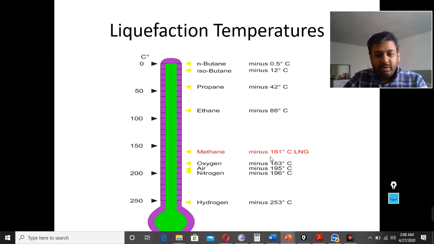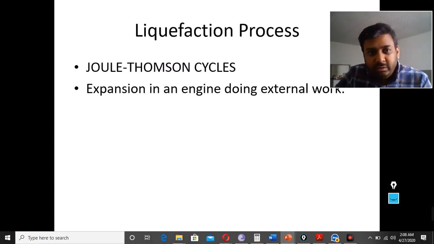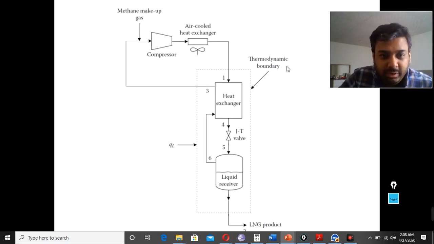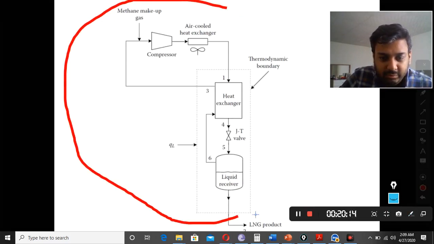As I said, we have to have minus 161 degrees centigrade to have the LNG. And as I said before, the gasification to liquefaction is done using the JT cycles. So the Joule-Thomson process can be used to convert the natural gas from gas to liquid. Let me show you the diagram of how it works. Here is the JT diagram.